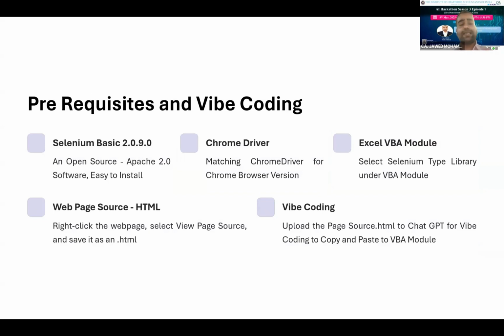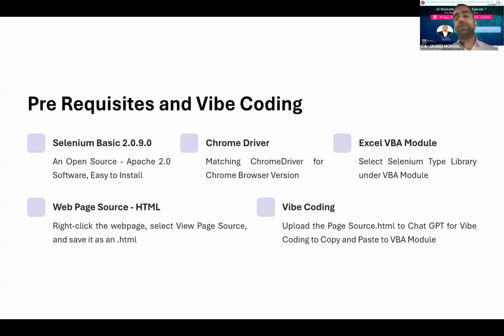So the prerequisite is, as I earlier mentioned, Selenium Basic. I have used Selenium Basic 2.0.9.0. What is Selenium? Basically, it is a bridge between Excel and Google Chrome. It communicates between Excel and Google Chrome. If we are pulling data from or uploading data to the GST website, then we need a bridge. So Selenium is that bridge. And it is open source Apache 2.0 software, so it can be easily installed without any copyright infringement.